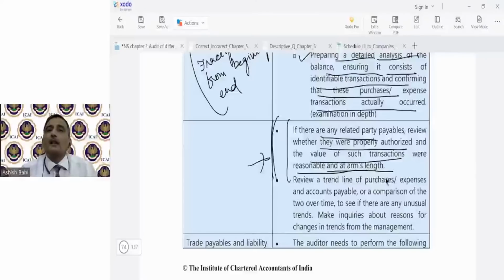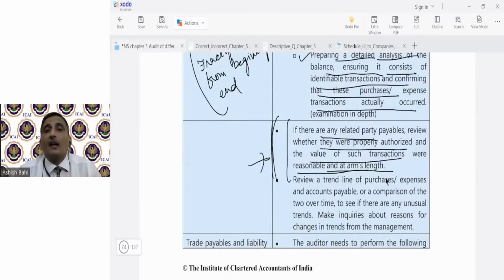So it may indulge in such transactions and make purchases at higher prices just to suppress its profits, or it may enter into transactions with related parties at higher sale prices to show overstated sales, to show a better rosy picture.